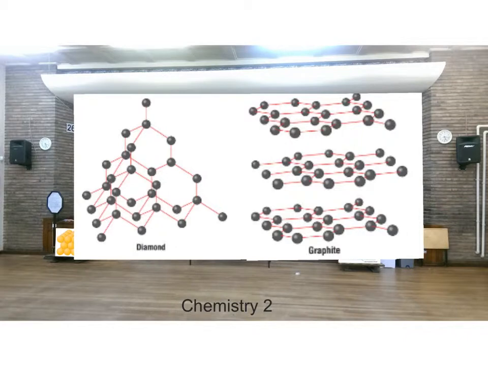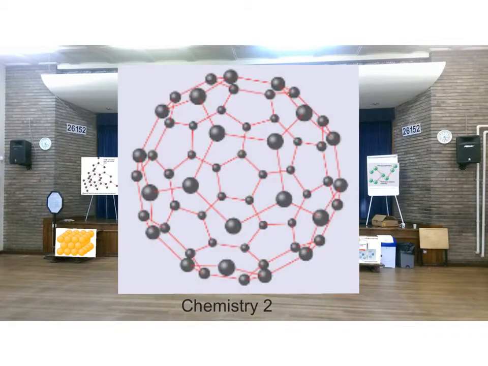Graphite can conduct electricity because of the delocalized electrons along its layers. As well as diamond and graphite, carbon also exists as fullerenes, which can form large cage-like structures based on hexagonal rings of carbon atoms. Remember, giant covalent structures are held together by covalent bonds throughout the lattice.